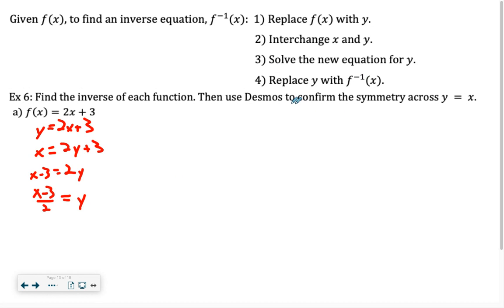And then the final step is to replace y with this notation. So I'm going to say f inverse of x equals (x minus 3) over 2. So this function is the inverse of my original function. All right? Then it just says, use Desmos to check our answer.